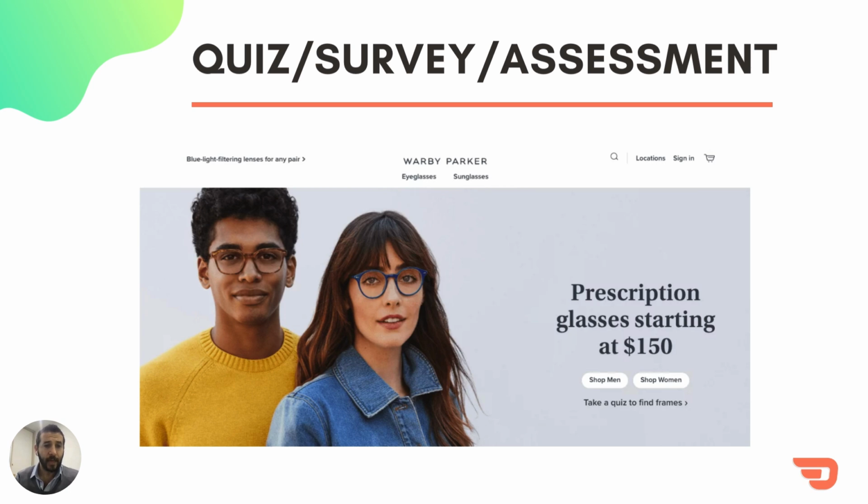Another example that's become popular is to offer a short interactive survey or quiz or assessment on a topic of interest to your target market, as well as then providing them with an answer that gives them valuable insights of some kind. So in this particular case, you can see they're offering sunglasses and eyeglasses, and you get to take a quiz to find out which one is going to be most appropriate for you.